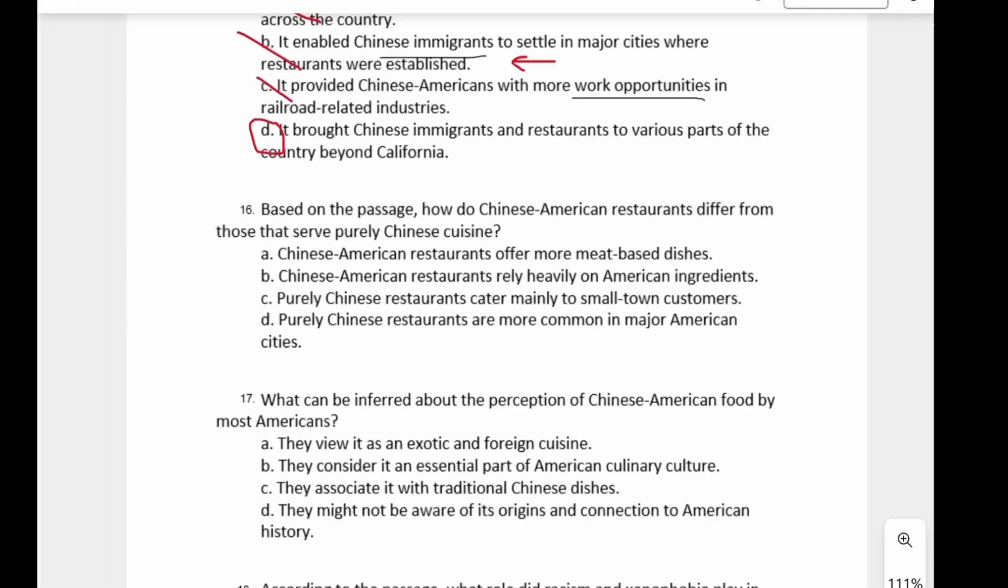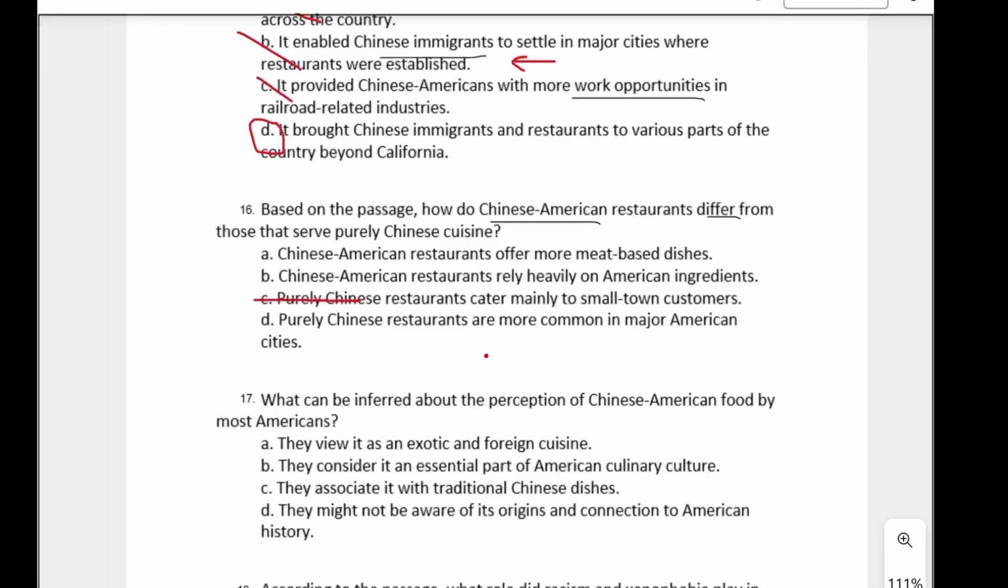Question 16, it's talking about Chinese American restaurants differing from purely Chinese cuisine. Now, we already talked about this in some of the other questions, and just reading through the solutions they give us, again, we can cross out... We know from before questions that it caters mainly to small town customers. It doesn't say that. It talks about major cities, it talks about Chinatowns and major cities, and you can have upscale restaurants. Let's cross out C.